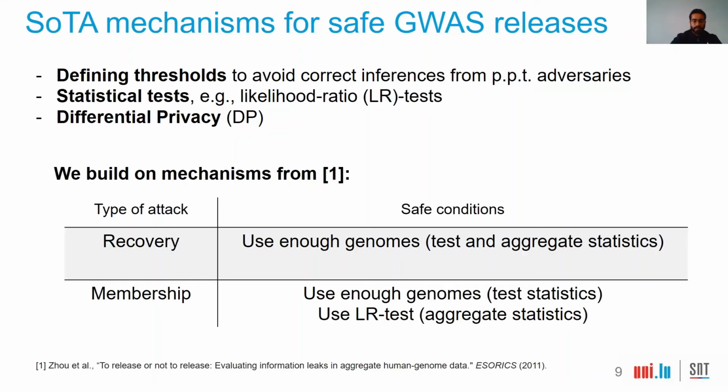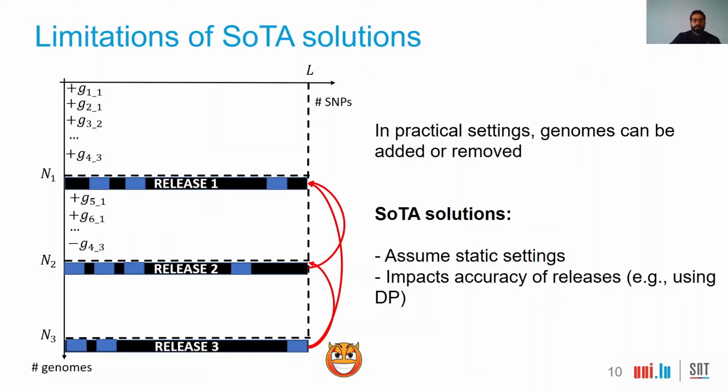We built our mechanism from a paper published in 2011, and in this table we summarize what the safe conditions for GWAS releases are. To protect test and aggregate statistics against recovery attacks, we need to make sure that we are using enough genomes. The same thing applies for protecting test statistics results from membership attacks. However, to protect aggregate statistics from membership attacks, we rely on likelihood ratio tests to enforce that no one can be identified. However, in practical settings, genomes can be added or removed over time, and therefore we cannot use the state-of-the-art solutions because they assume a static setting.